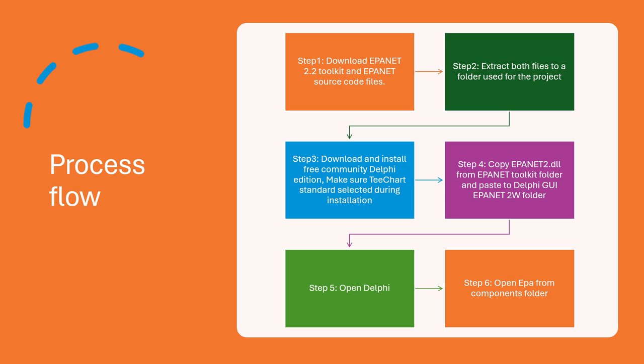The process flow is divided into many parts. The first step is to download the EPANET toolkit and EPANET source code files. Because they are in a compressed file, we have to extract both files to whatever folder the user wants to use.